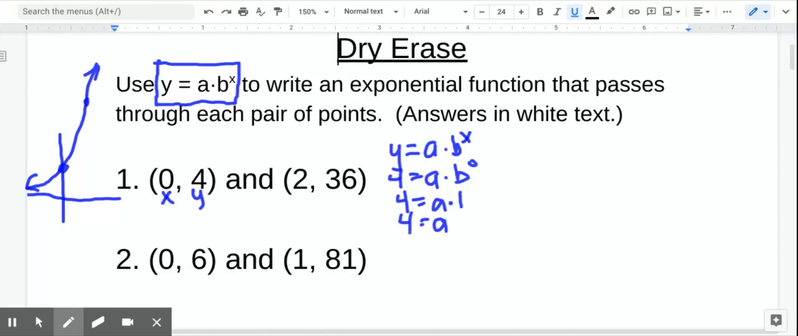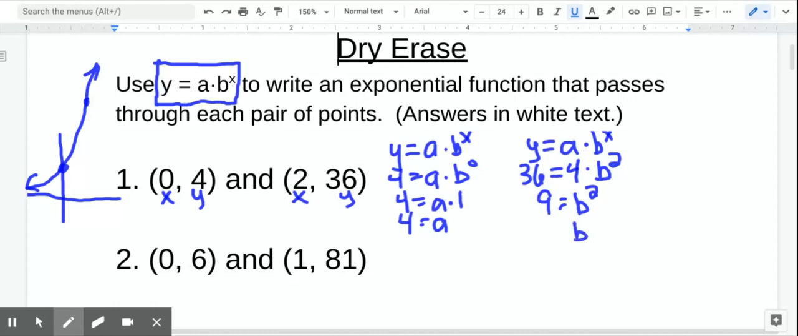Then we'll do that same thing again, and this time we'll plug in the other point. So we have 36 equals 4 times b squared, and now we want to solve this for b. We'll start by dividing by 4, and then take the square root of both sides. We know that this has to be positive 3 because it's exponential growth. So our final equation is y equals 4 times 3 to the x.